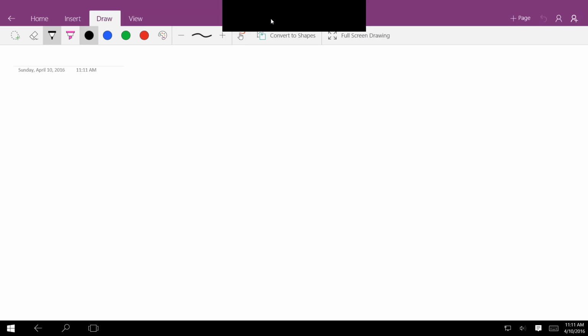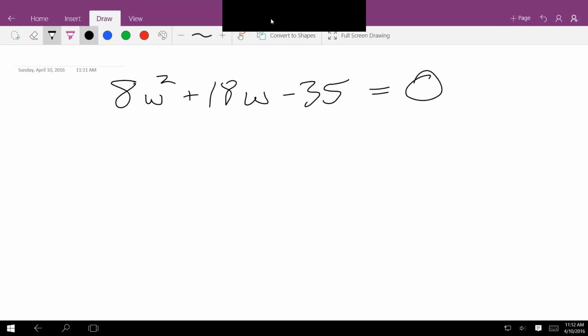So the next one says solve 8w squared plus 18w minus 35. Solve it by factoring it, or is that equal to 0 and they want you to solve? It's equal to 0. Okay.